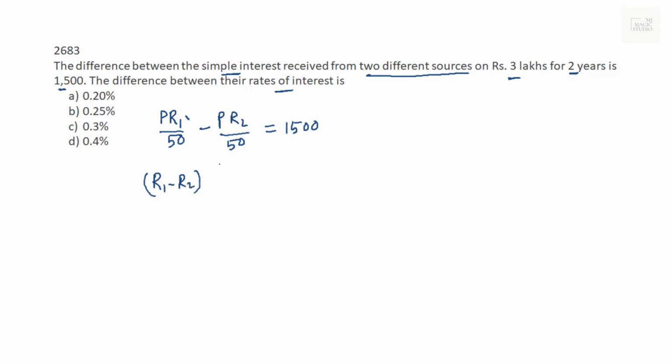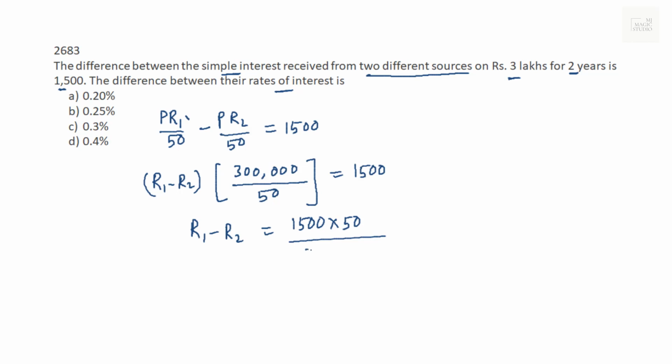If I take common, it would be P by 50, and P is 3 lakh, times (R1 minus R2) equals 1500. Therefore, difference between the rates is 1500 into 50 divided by 3 lakh. 3 lakh cancels, 15, 20 times, and this is 1 by 4, that is 0.25. Difference between the rates is 0.25%, and that is in option B.